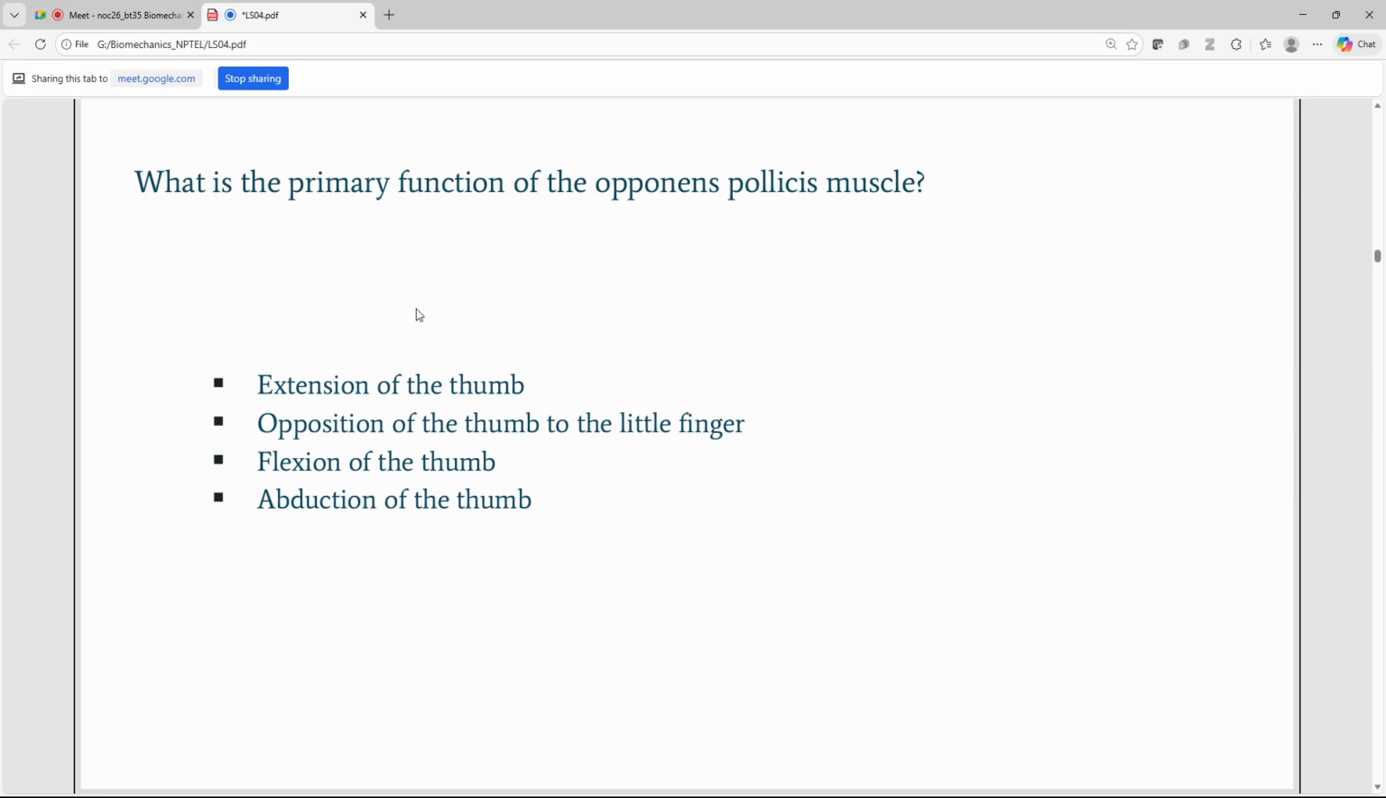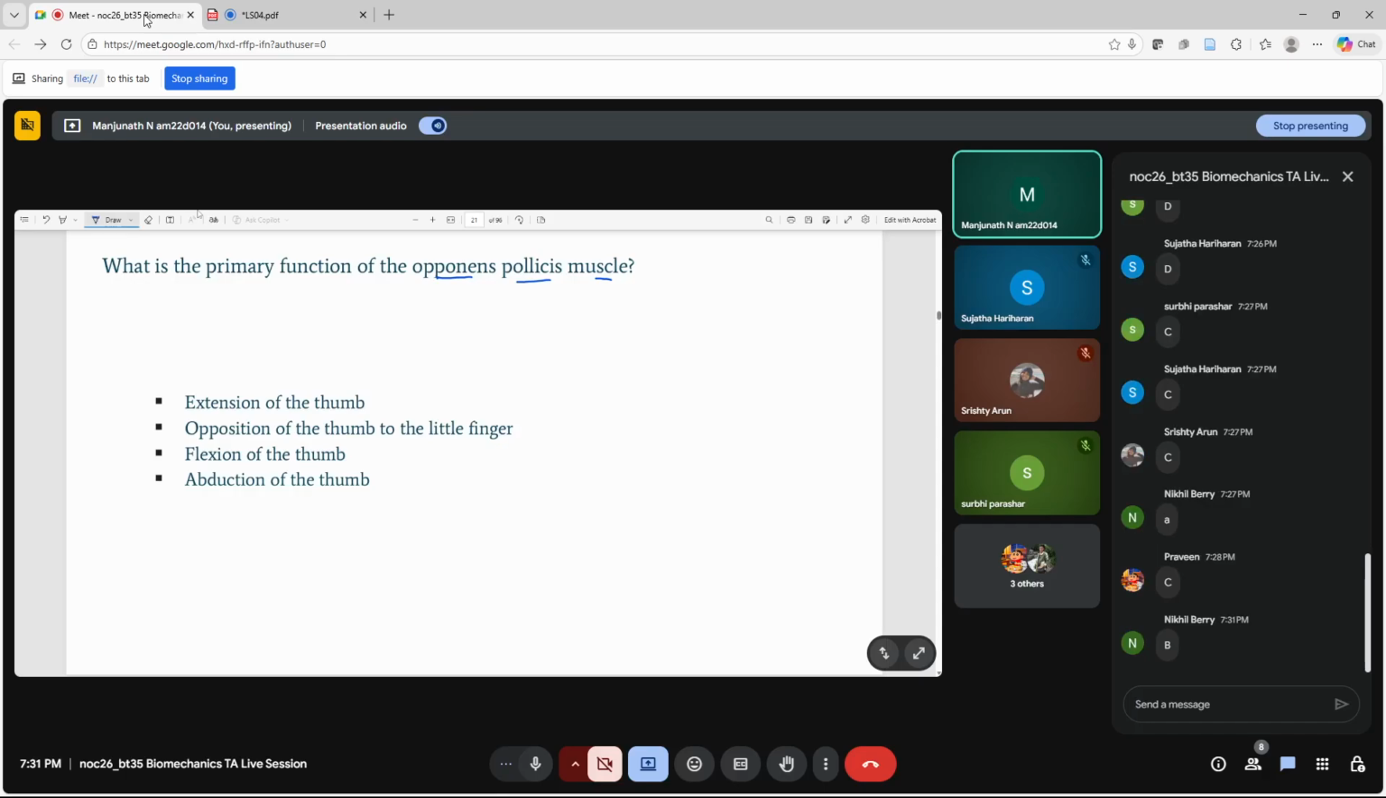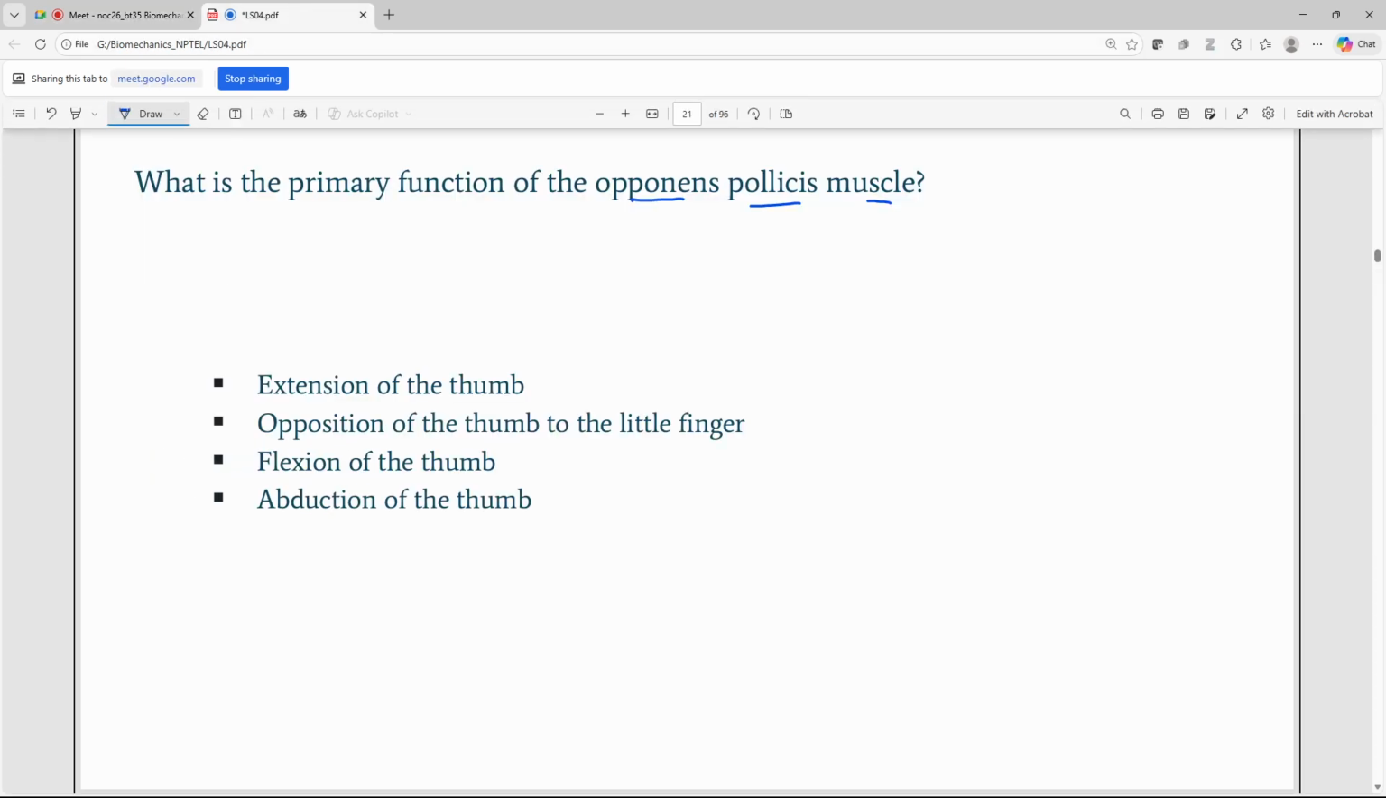Next question: what is the primary function of opponens pollicis muscle? Options are A, extension of the thumb, option B, opposition of the thumb to the little finger, option C, flexion of the thumb, option D, abduction of the thumb. So easy question. From the muscle name itself, the function is understood.